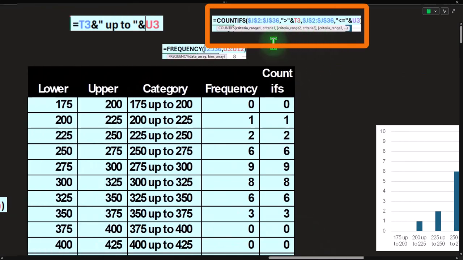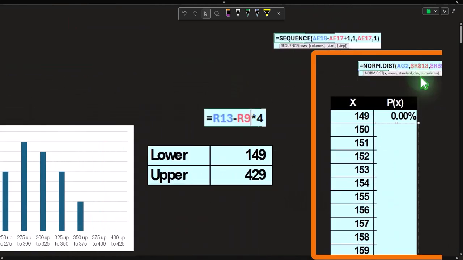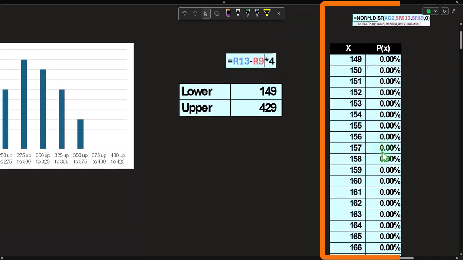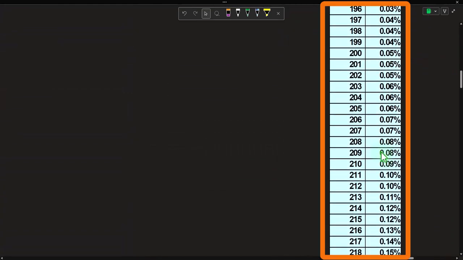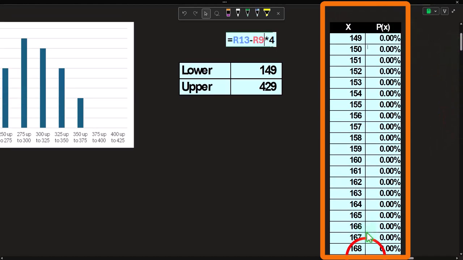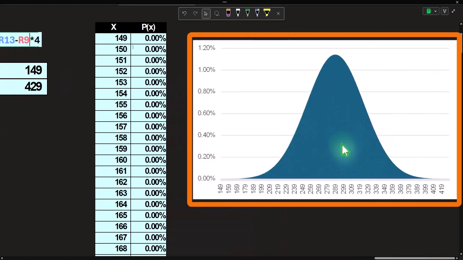And then we've got the standard deviation, the X mean standard, and then cumulative. It's not going to be cumulative because we're going to be plotting each point here. So there we have our percents. And then if I select this whole thing, P of X, and then graph it, we get our graph over here.